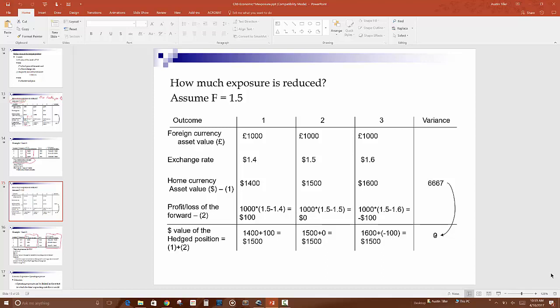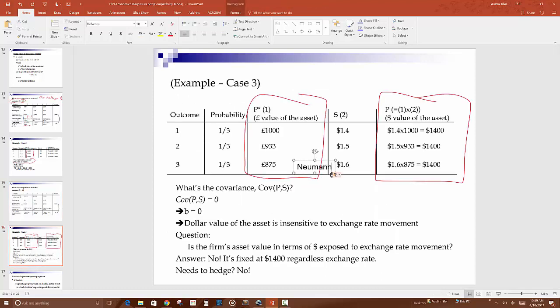For this one, obviously there's no variance, but you can also calculate variance in case there's even numbers. The third case is another special case. Even though we have 3 different pound values and 3 different exchange rates, at the end we have the same fixed dollar value, so there's no variance at all. So therefore, we don't have to hedge under case number 2. I believe this is where we stopped last time.